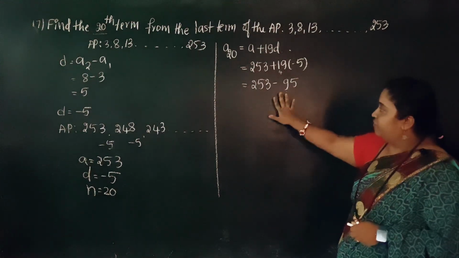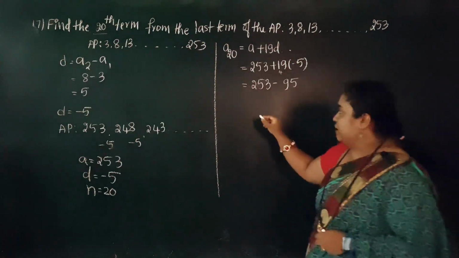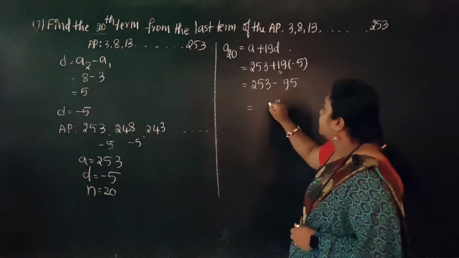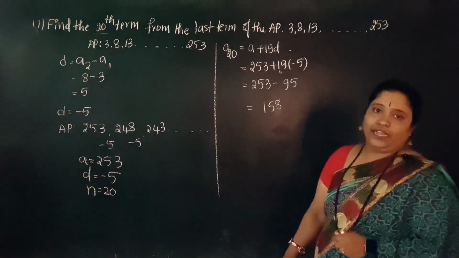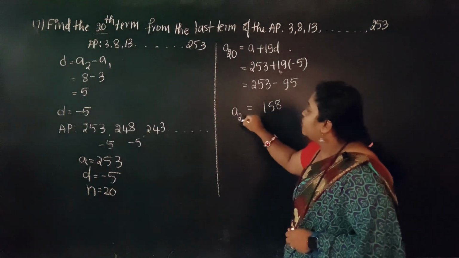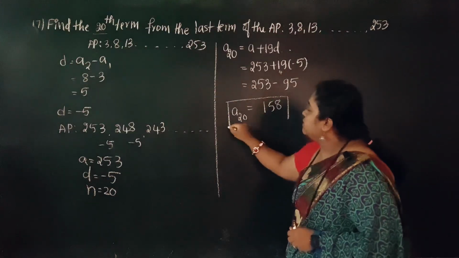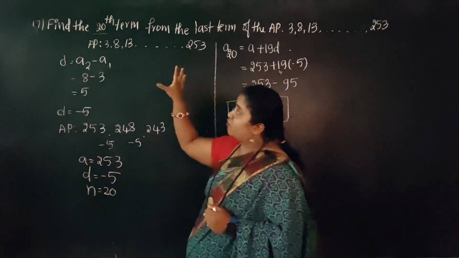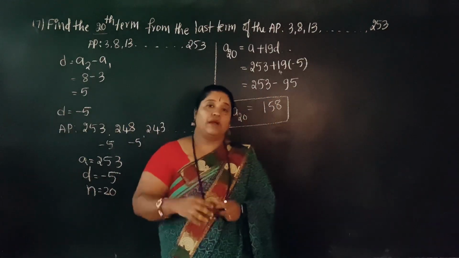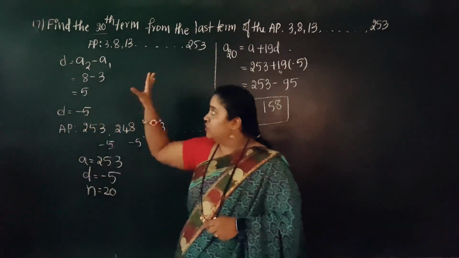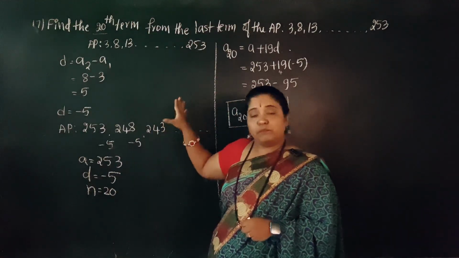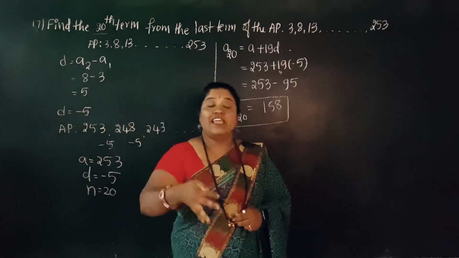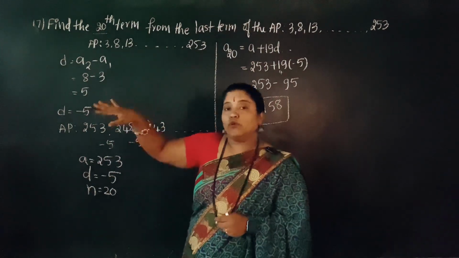Okay, 253 minus 95. Let me subtract. 13 minus 5 is 8, carry 1, 5 minus 10 is 5, 158. What is the 20th from the last of the AP? That is 158. Okay, so this type of questions are very important for 3 marks, dear. Understanding? So for the time being, you just solve this question, practice this question. While dealing with a few recently asked questions, I will be dealing with a few more questions of this kind.